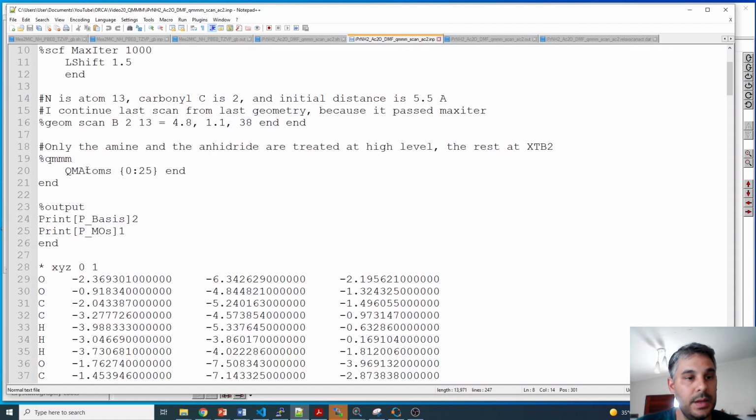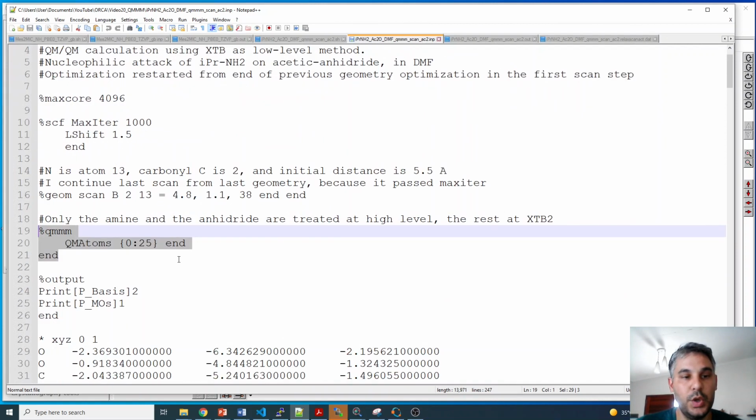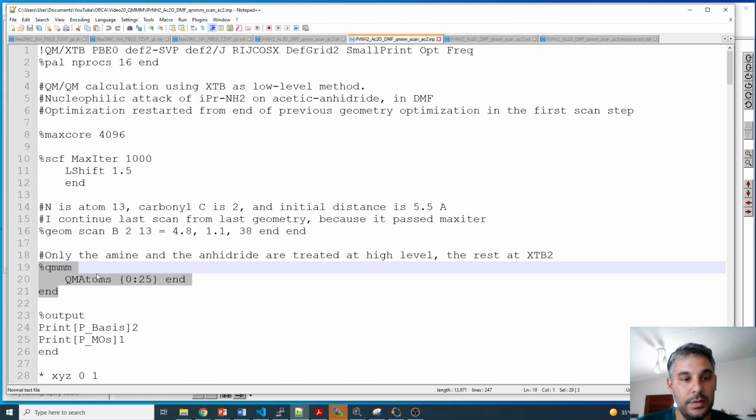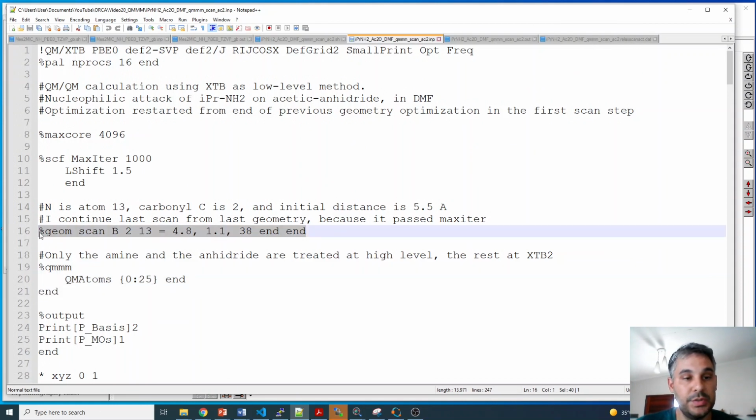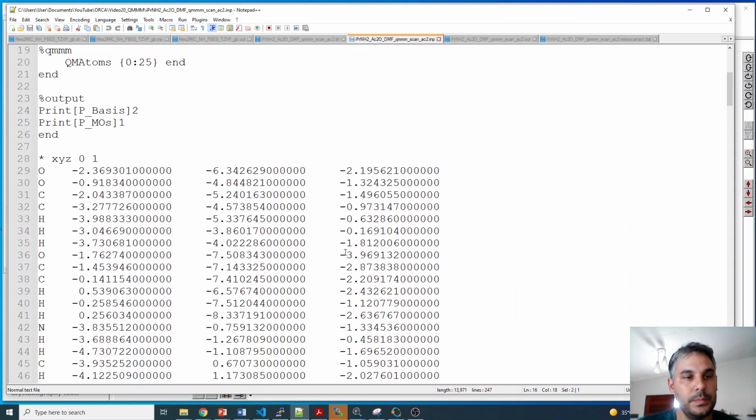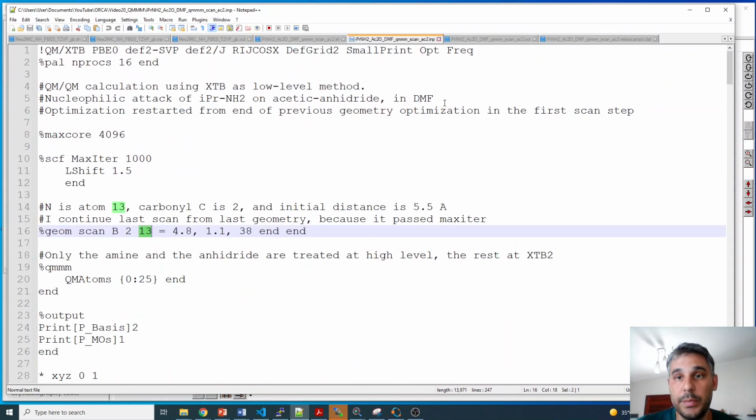So basically, this is the part for the QMMM method, which is actually QMQM, and this is the part for the geometry scan. So I'm scanning the bond between one of the carbons and the nitrogen from 4.8 to 1.1 angstrom in 38 steps. And this is the rest of the normal input.